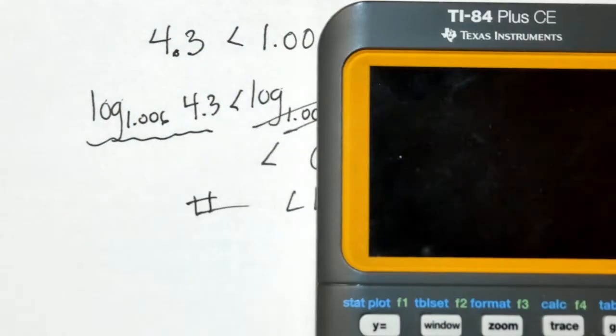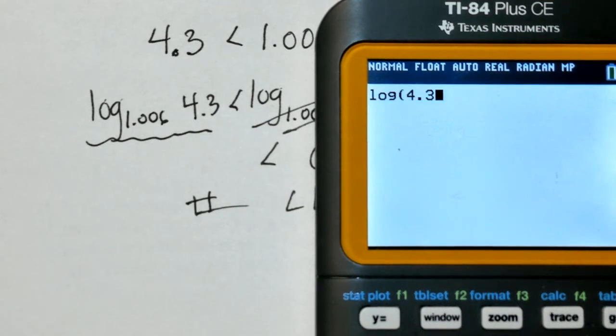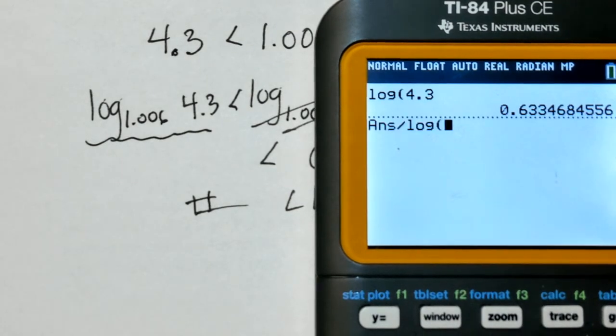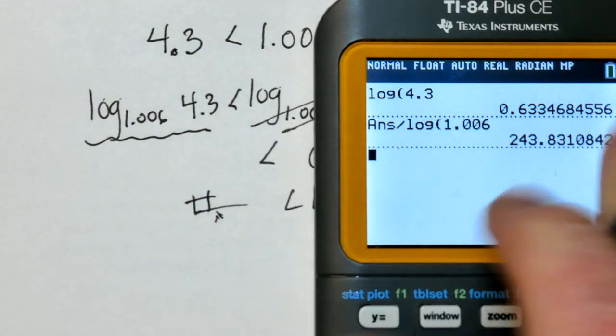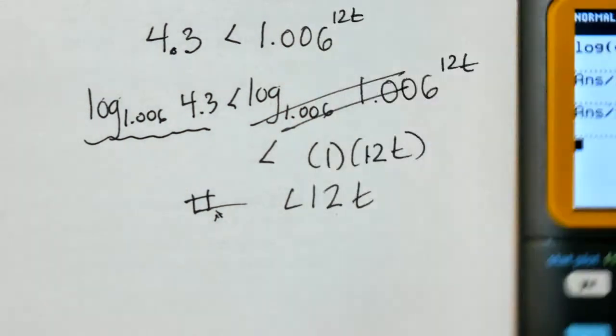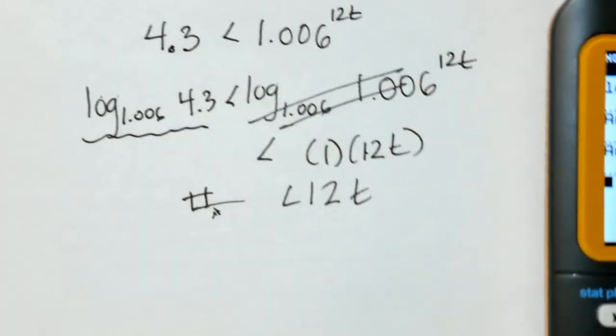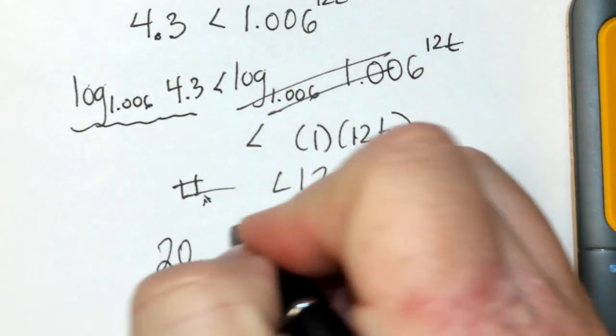So let's figure this out. I'm grabbing a calculator, and I'm starting at the back. Log of 4.3, enter, divided by log of 1.006. That's this quantity. Now I still need to divide it by 12. And I divided it there by 12, and I get 20.3, rounding to the nearest tenth.